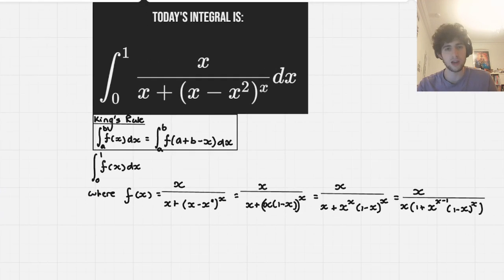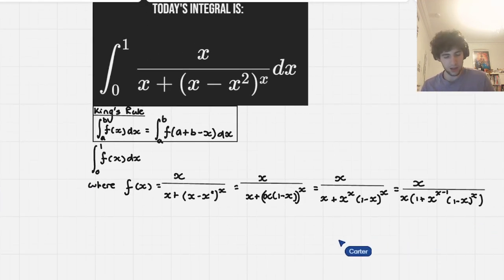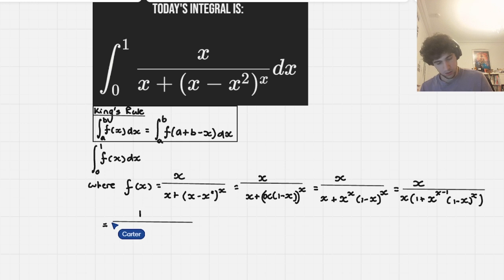I haven't even used the King's Rule yet. All of that is effectively equal to, if we divide top and bottom by x, you just get 1, and then your fraction: 1 divided by 1 plus x to the power of x minus 1 multiplied by 1 minus x to the power of x.